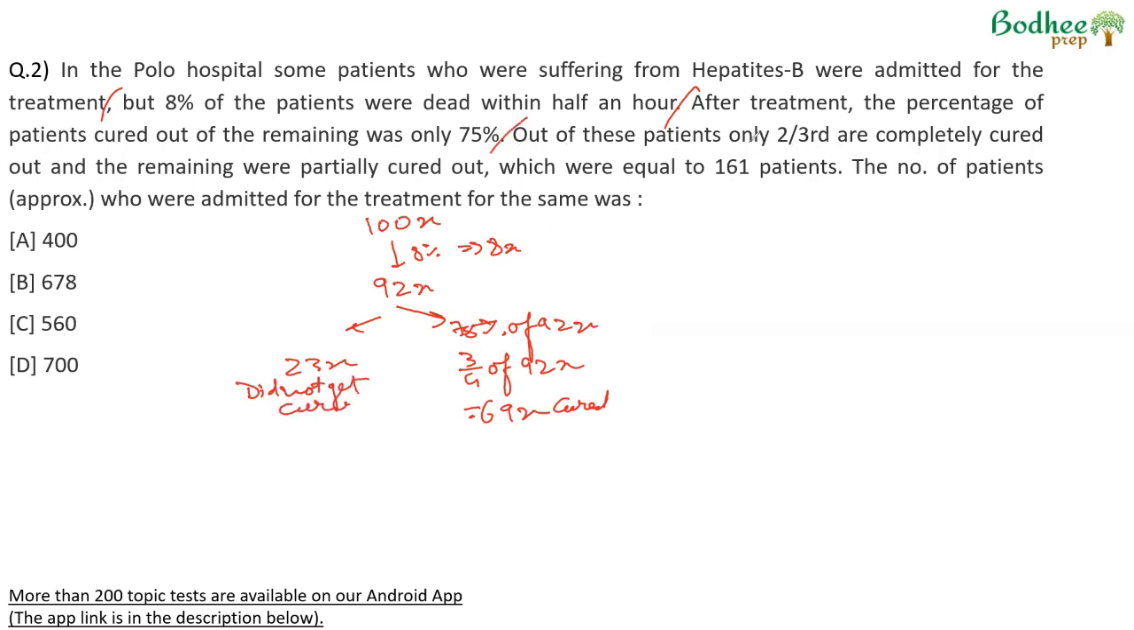Out of the cured patients, only 2/3 were completely cured and the remaining were partially cured. So 2/3 of 69x, that is 46x, were completely cured and the remaining 23x were partially cured.